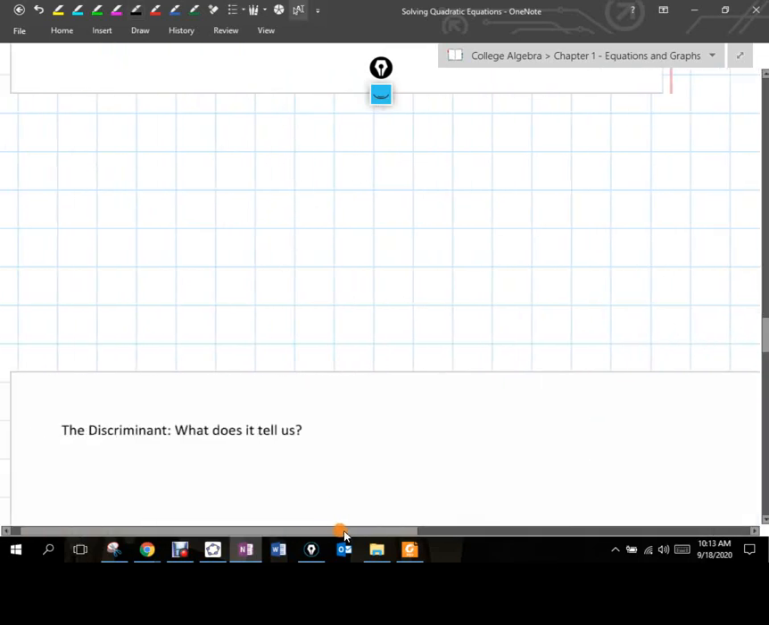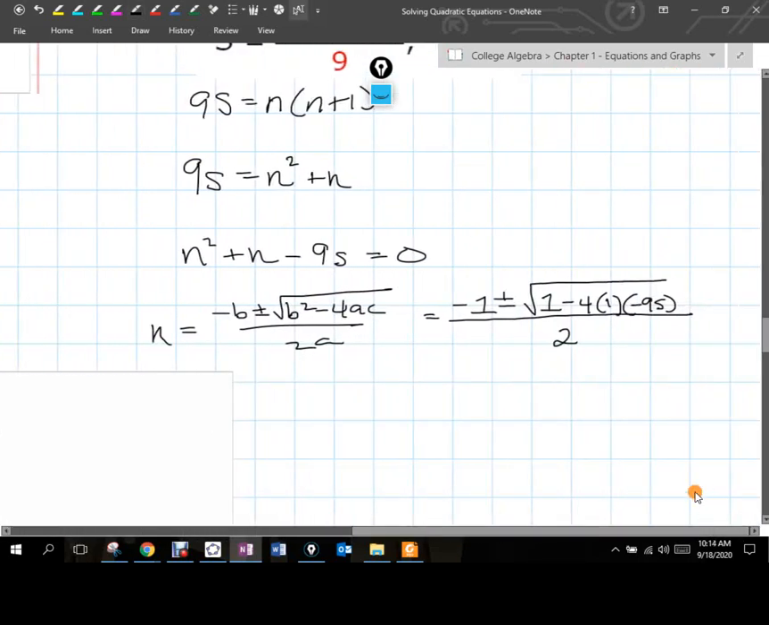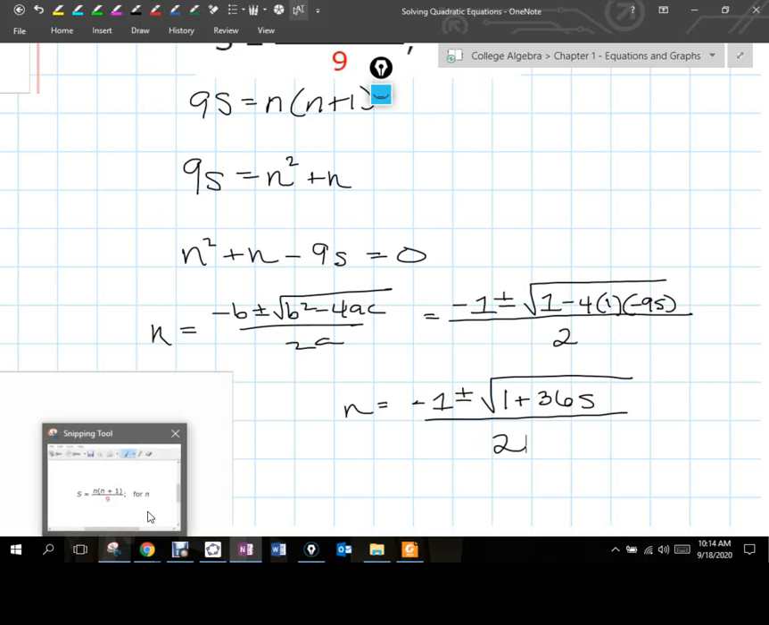Now continuing through there, just simplifying, n is equal to negative 1 plus or minus the square root of 1 plus 36s, all over 2. Now, if you type that in, that's your answer, and it'll accept that.